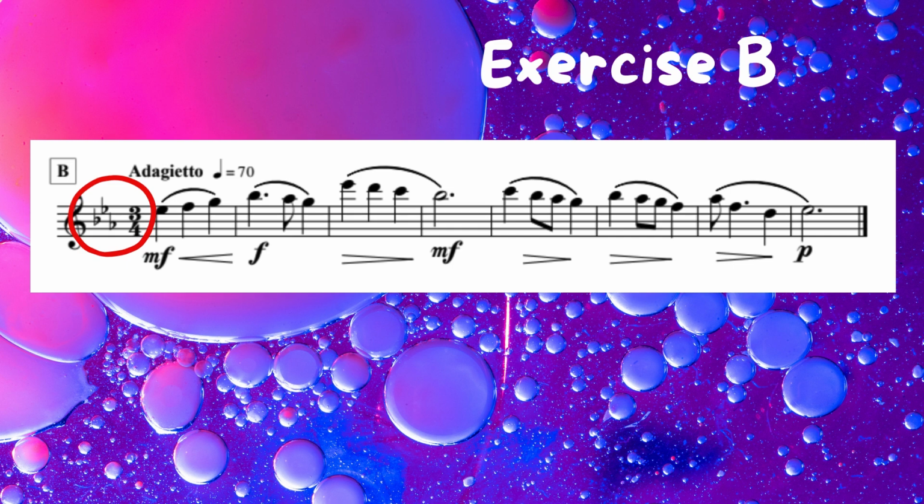In B, we have a new time signature, 3/4. This will mean that you will have 3 beats per measure versus the traditional 4 beats per measure. Instead of counting to 1, 2, 3, 4, this measure will now go 1, 2, 3, 1, 2, 3.